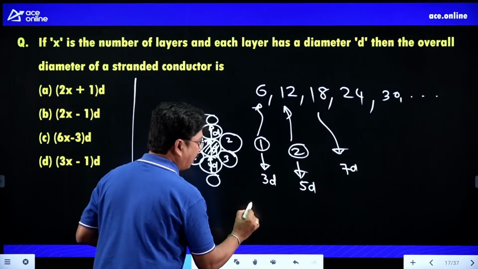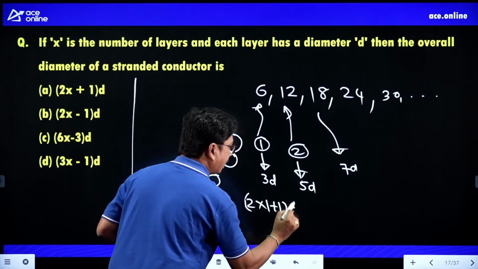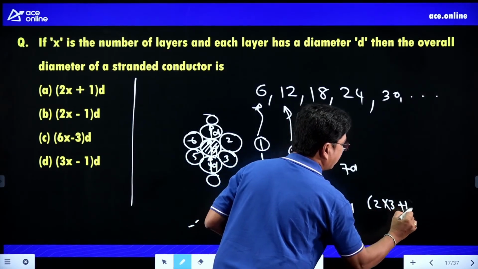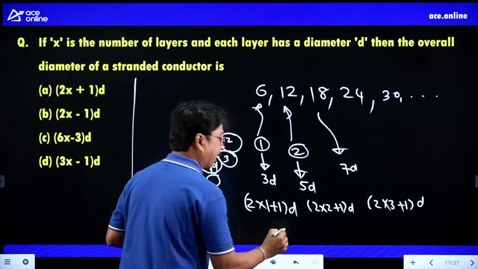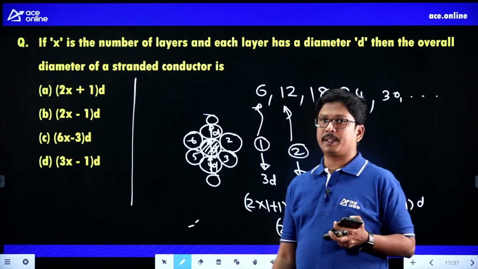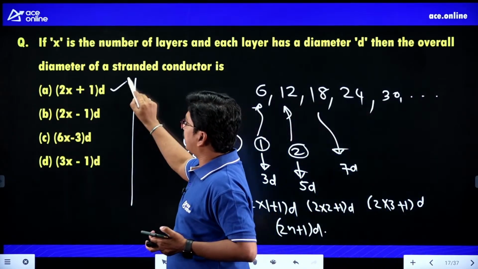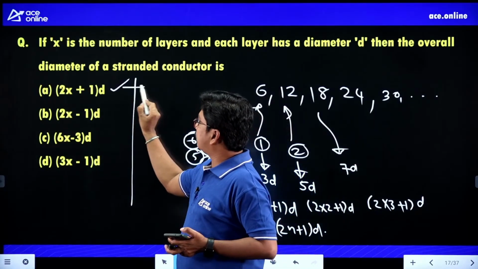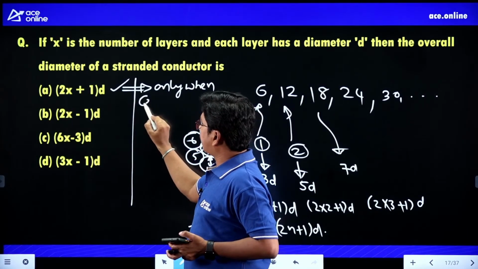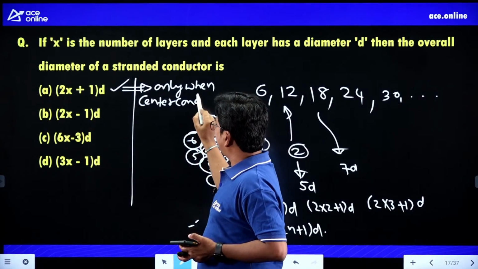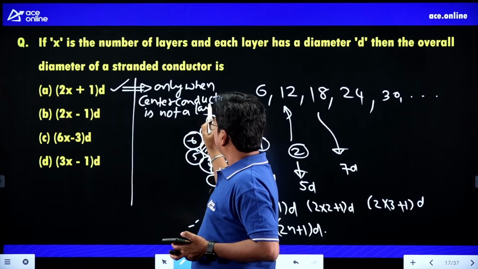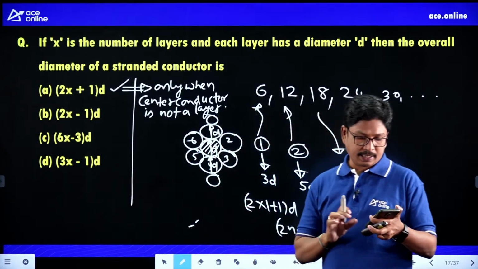If you check here, what is the formula? 2 into 1 plus 1 into d. 2 into 2 plus 1 into d. It is 2 into 3 plus 1 into d. So for n layers it will be 2 into n plus 1 into d, or for x layers it is 2x plus 1 into d. But this formula is valid only when the center conductor is not a layer. The center conductor is not a layer.